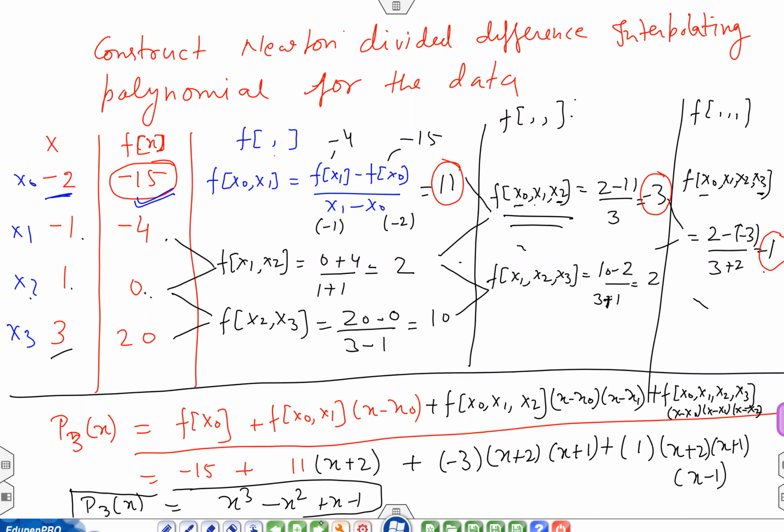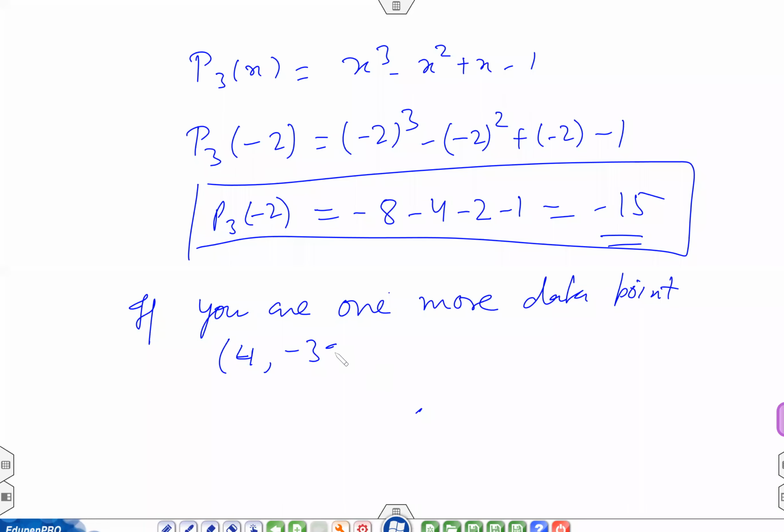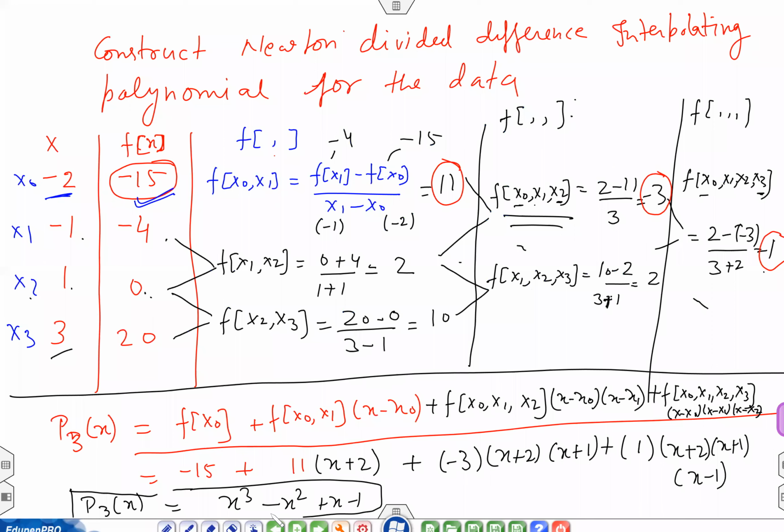If you are adding one more data point, suppose a point here. The data point is what? Suppose 4, minus 39. So I'm adding one more data point here, that is x4. This is 4, and the value of the function is minus 39. So we do not have to compute all the divided differences again.